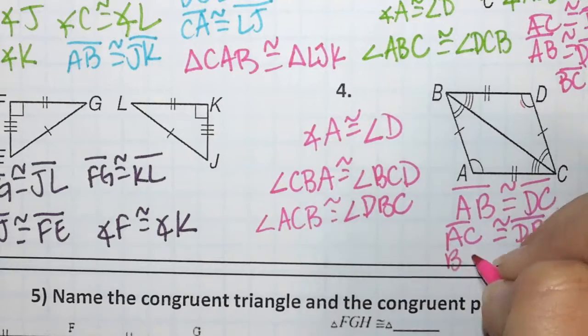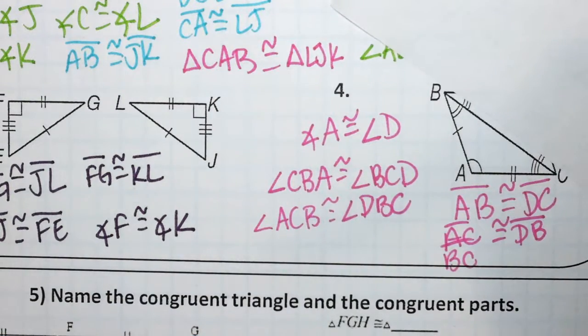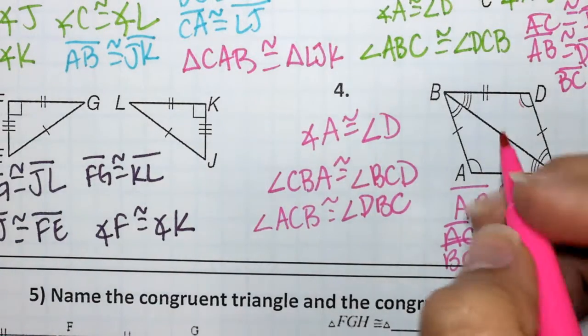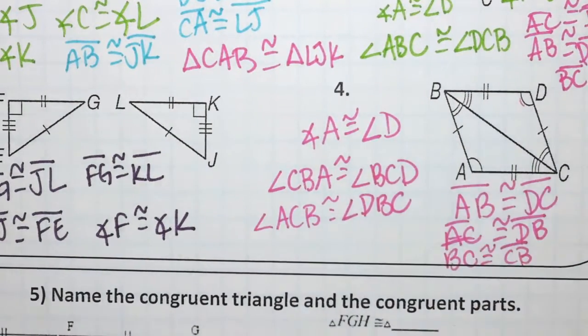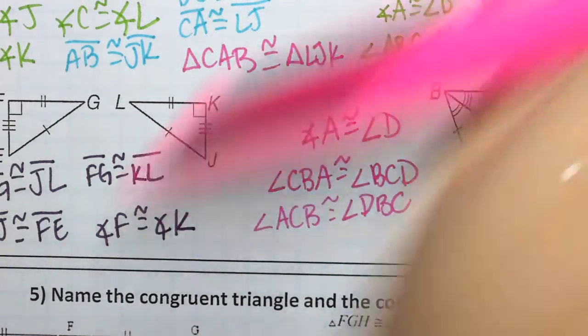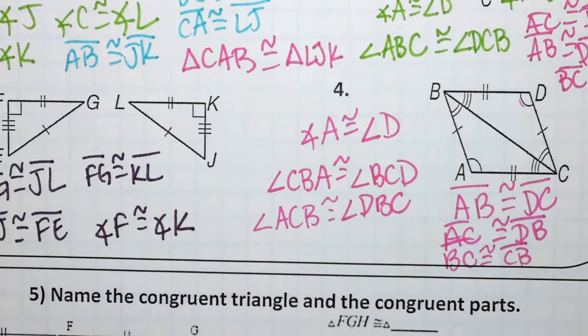All right, what about BC on the bottom triangle? 2 to 3. BC is congruent to what? CB. Why would it be CB? You went 2 to 3. Do you think you can answer problem number 5 without me? Okay, do number 5 without me. I want to see what you can do.